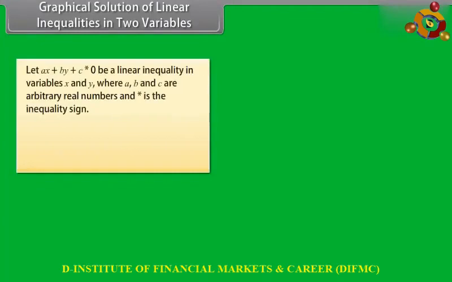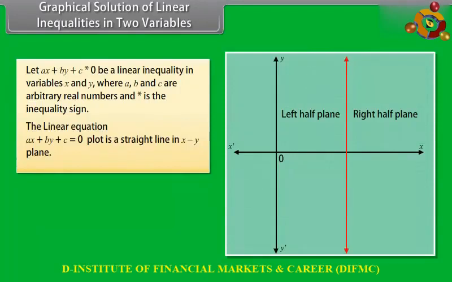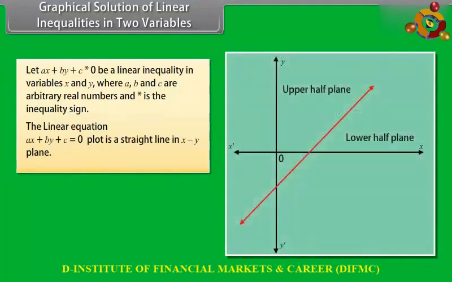Graphical solution of linear inequalities in two variables. Let ax plus by plus c star 0 be a linear inequality in variables x and y, where a, b and c are arbitrary real numbers and star is the inequality sign. The linear equation ax plus by plus c is equal to 0 plots a straight line in the xy plane. Below are the examples of straight lines in the xy plane, which divide the xy plane into two halves.